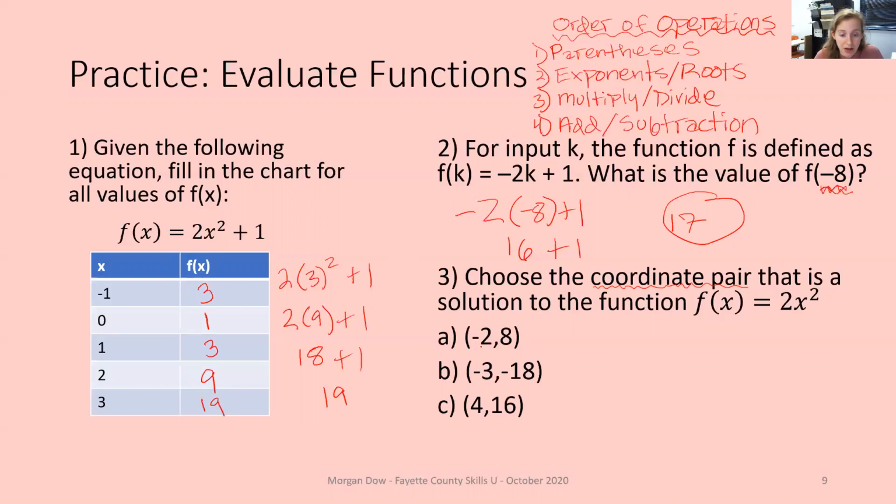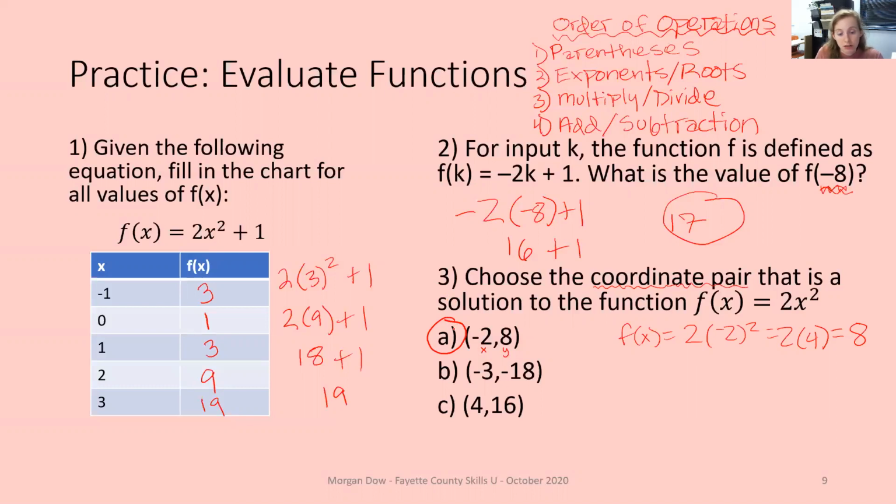For A, I've got an input value of -2 and an output of 8. So I'm going to input -2 into my function, and I'm going to see, do I get 8 as an answer? So remembering your order of operations, right, we should do -2 squared first. So it becomes 2 times 4, which is 8. So this coordinate pair works for this function. When I input -2 into this function, I do get an output of 8. And so A is the correct choice.